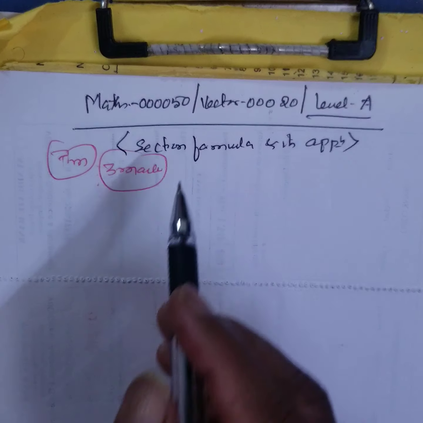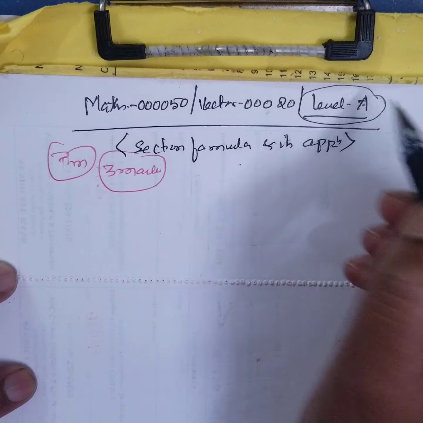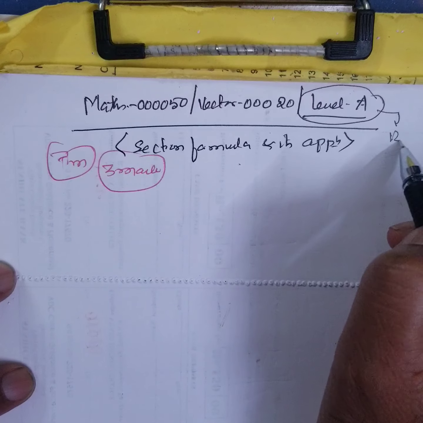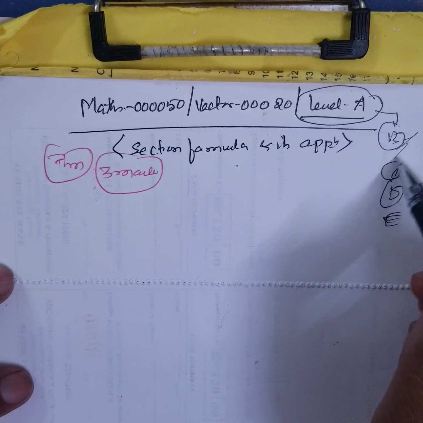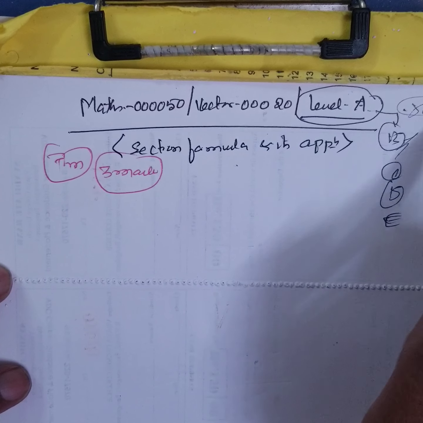Good morning students. Today we are dealing with the section formula and its application. This is only A level. In the B level we will go into detail on the application. There are B level, C level, D level and E level. With A level, you will get up to 50% marks. This is a crash course type.